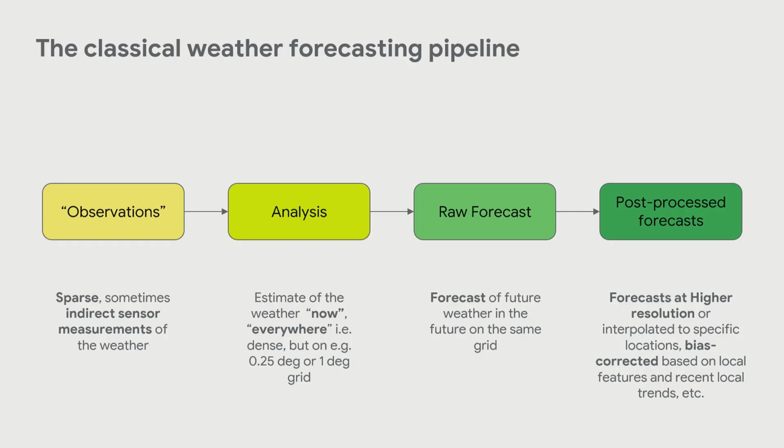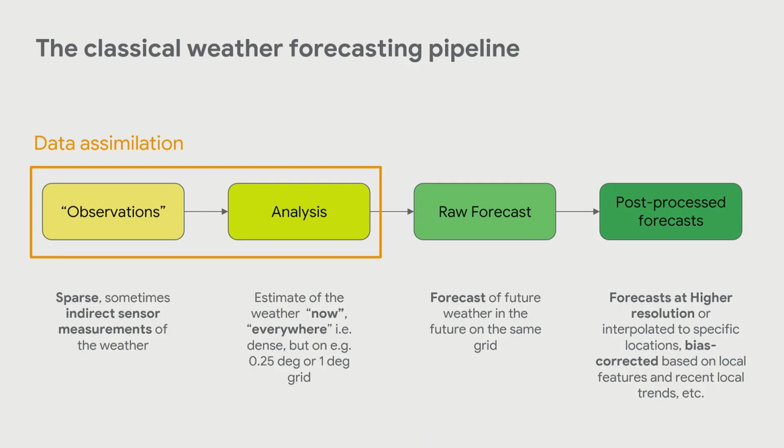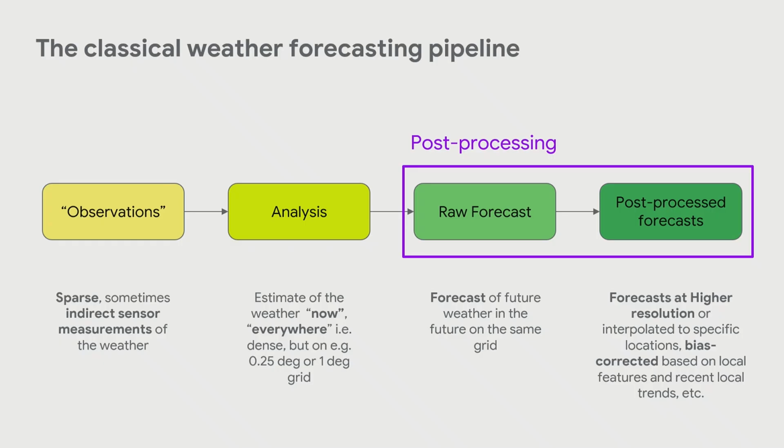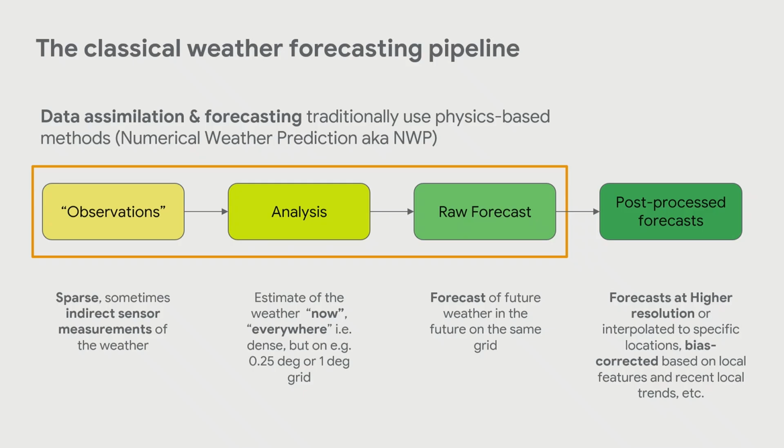Maybe you need to bias correct the forecast based on some local information, or interpolate it to a point that doesn't lie exactly on the grid. So that first step is called data assimilation, which you heard a little bit about this morning as well. Then we've got a forecasting step, and then a post-processing step. This post-processing step has actually been done with statistical methods for a long time. That's quite well established, and it's also an area where people started to apply standard machine learning techniques. But these first two stages, data assimilation and forecasting, have traditionally been based on physics-based models, or numerical weather prediction, NWP. I'll use physics-based and NWP interchangeably. They mean the same thing.